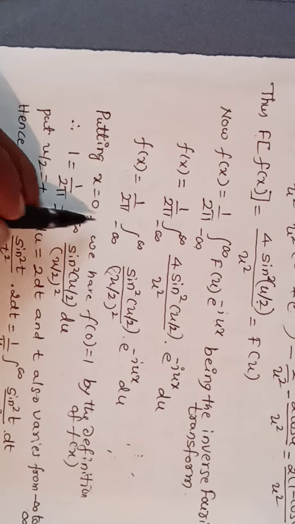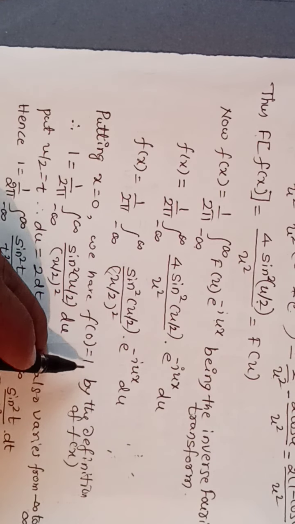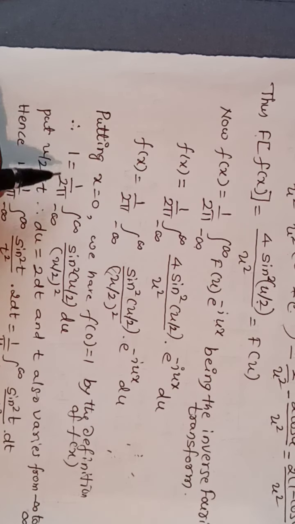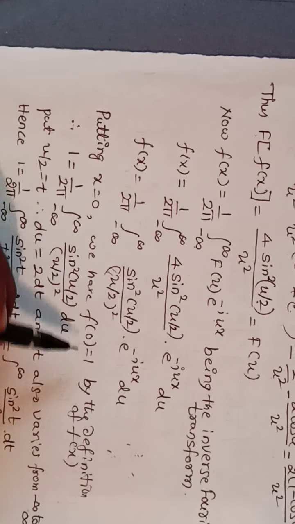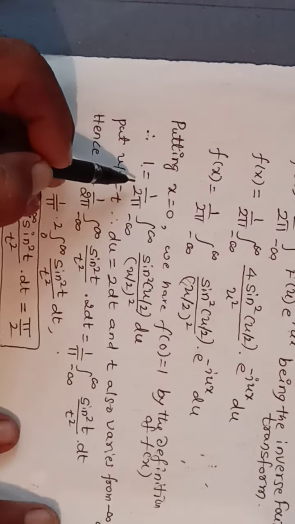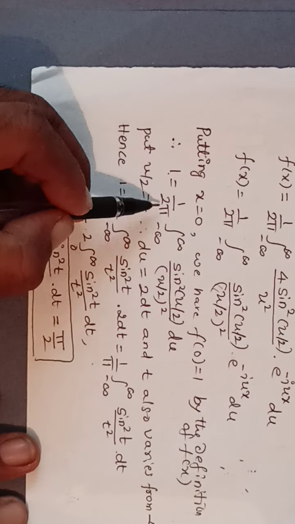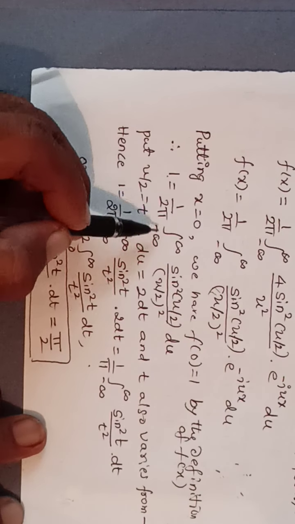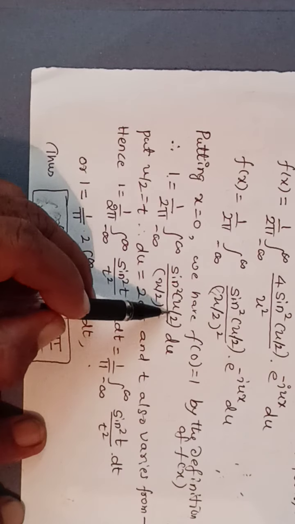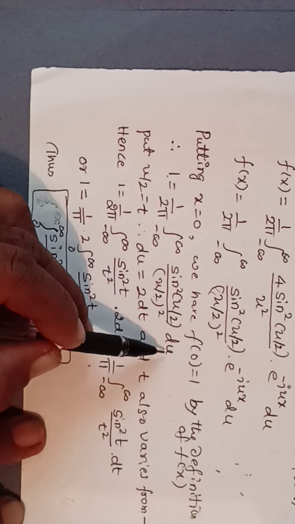Now putting x is equals to 0, we have f of 0 is equals to 1, by the definition of f of x. So f of 0, f of x is equals to 1 here. So 1 is equals to 1 upon 2 pi minus infinity to infinity sin square u by 2 divided by u by 2 the whole square du.